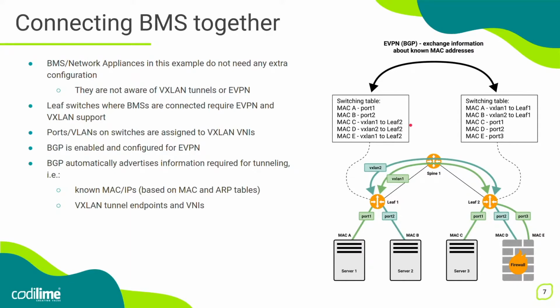Now for the forwarding of traffic through the VXLAN tunnels. Let's say server 1 needs to communicate with server 3. So again, a new Ethernet frame is created, source MAC address A and destination MAC address C. And this frame is forwarded to the Leaf1 switch. It will take a look at the switching table, and it will see I need to forward a packet to MAC address C, so it needs to be encapsulated within the VXLAN 1 tunnel and forwarded to Leaf2.